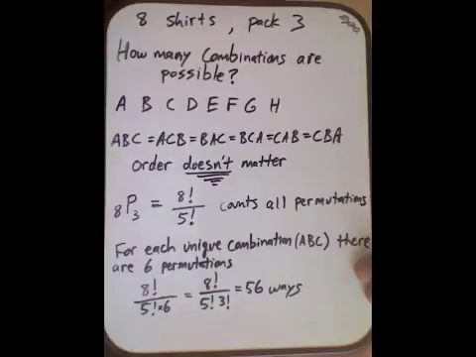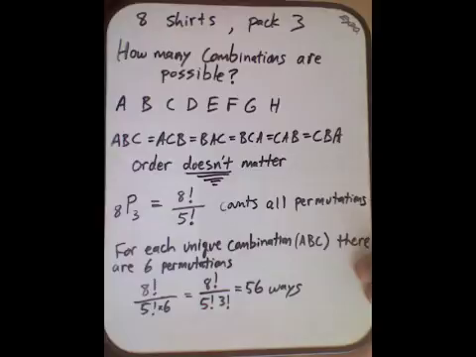Let me show you what I mean. Suppose I have 8 different shirts and I'm going on a vacation and I'm going to just pack 3 of them. How many different combinations are possible? If I label my shirts A, B, C, D, E, F, G, H, and let's say I take shirts A, B, and C. Wouldn't that be the same as taking shirts A, C, and B? Or B, A, and C? Or B, C, and A? C, A, and B? Or C, B, and A? Aren't those all the same?